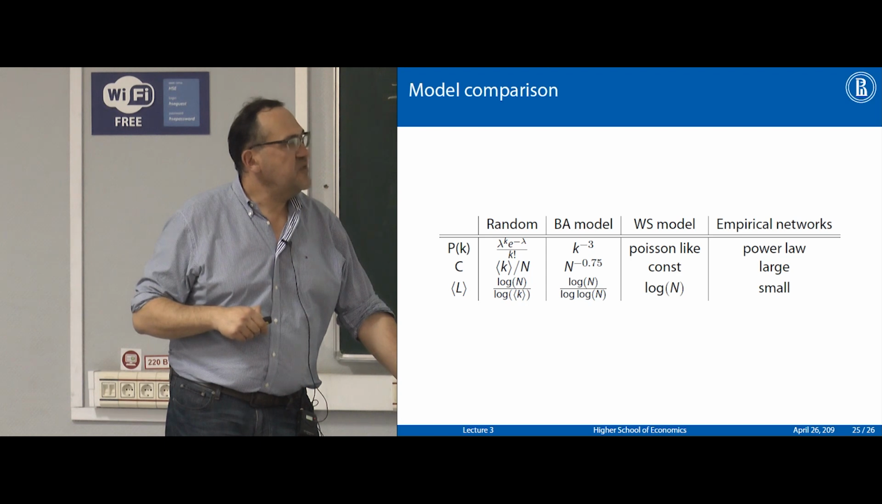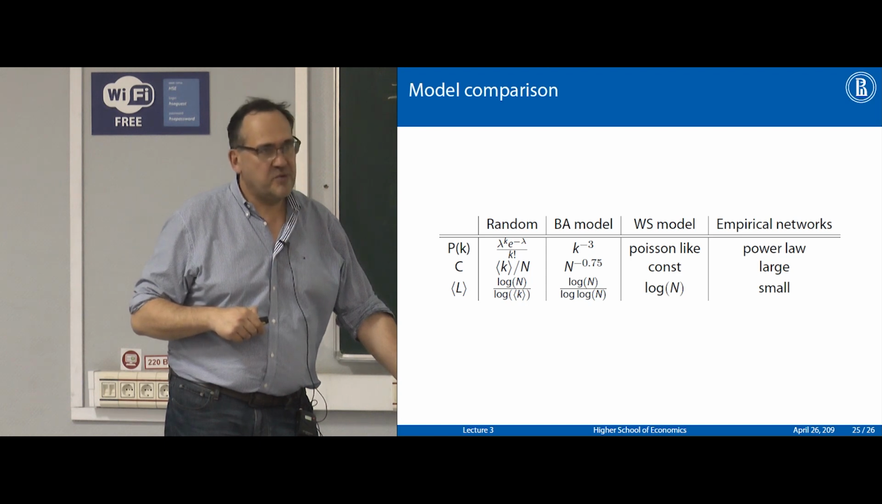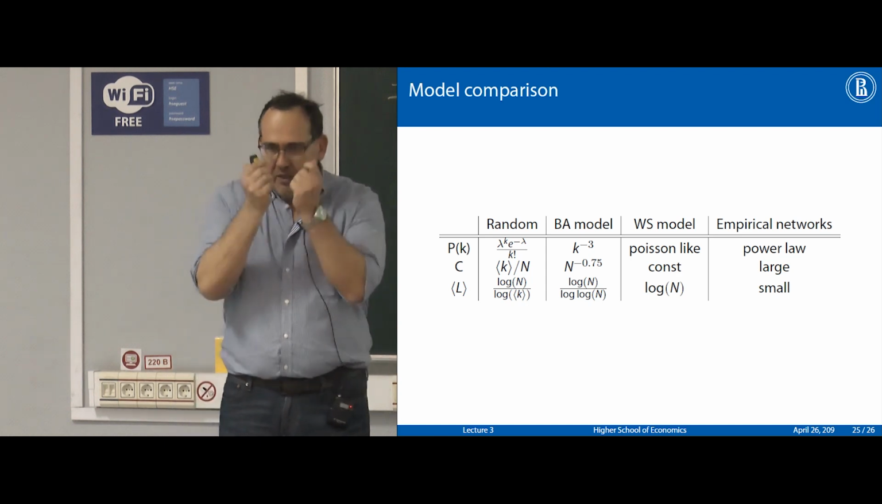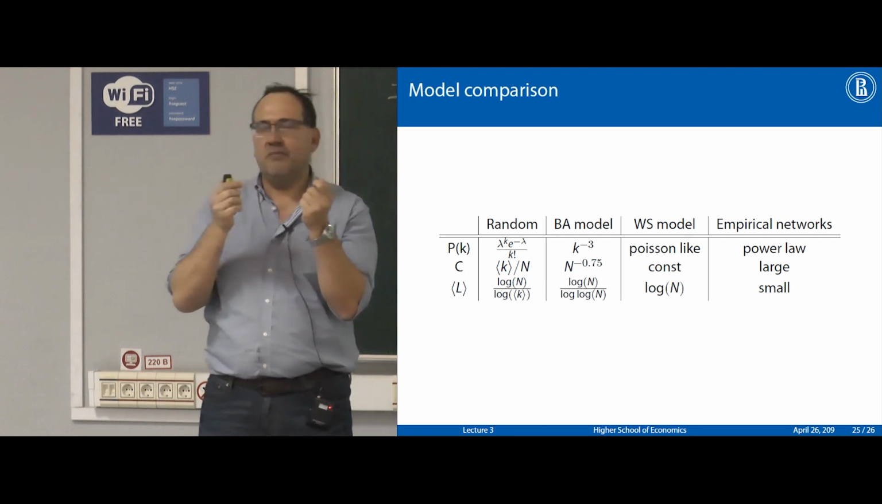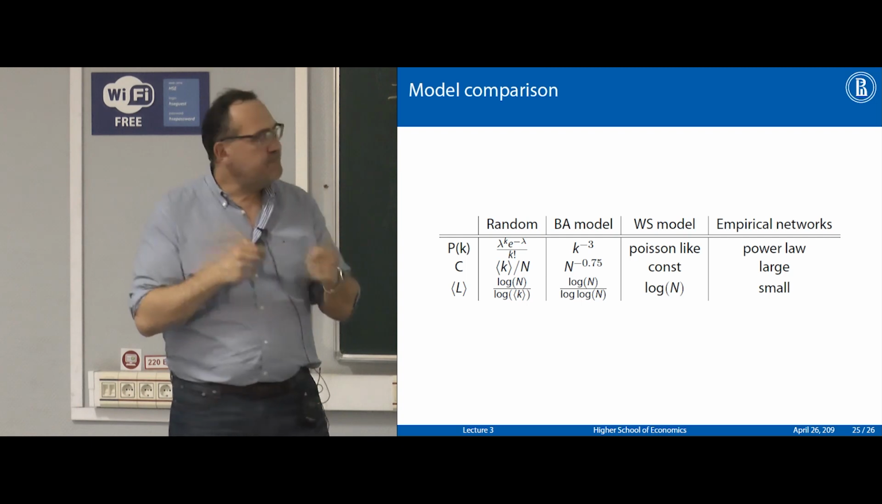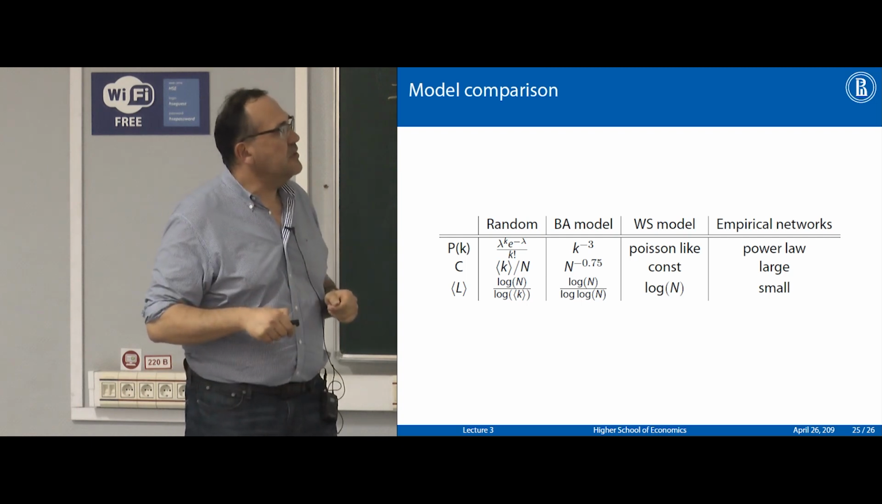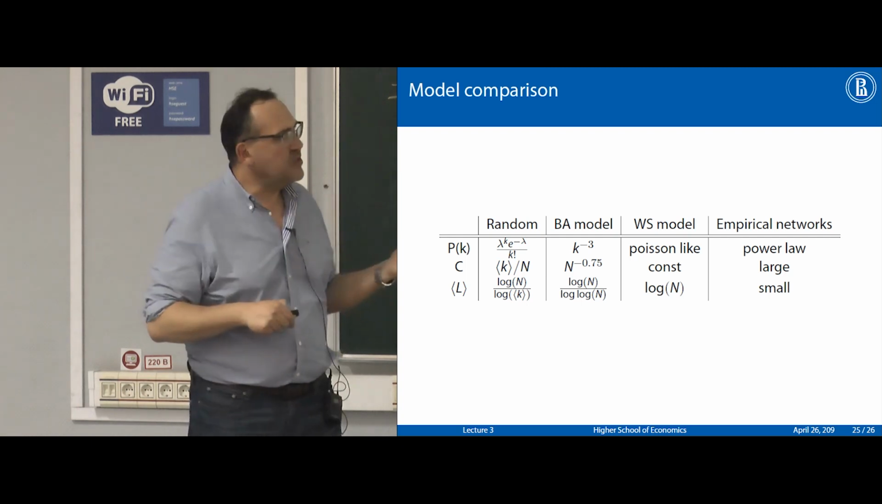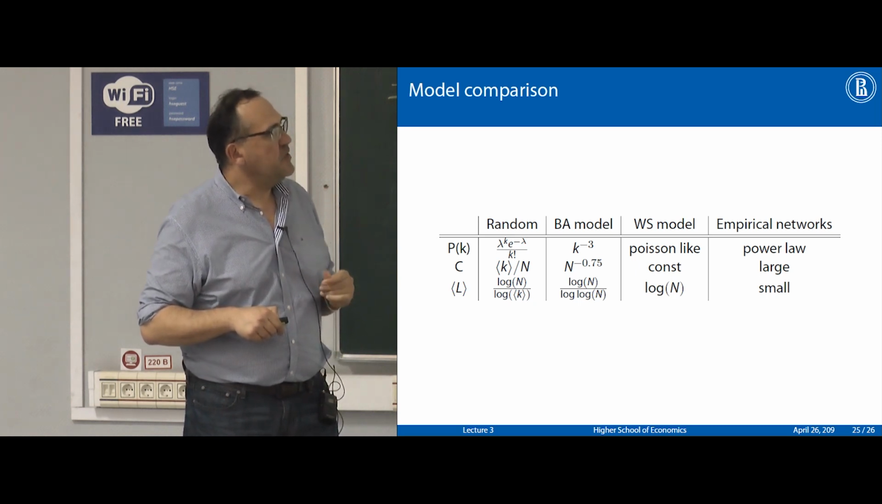Empirically, clustering coefficient is quite large, especially in social networks. So again, two of your friends usually know each other. And there's 6 handshakes that separates the world. So again, there are very small average path lengths in empirical networks.